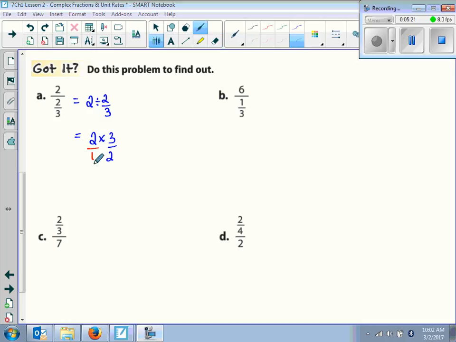So we have 2 over 1 times 3 over 2. And yes, of course, before you multiply, you should simplify. Very good. So when we simplify, we end up, when we multiply straight across, with 3 over 1, which is just 3. Very good. It's so easy.